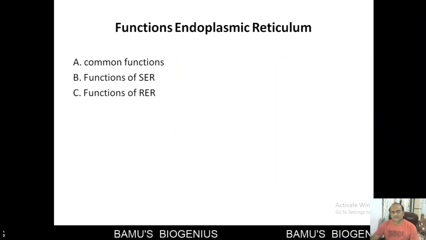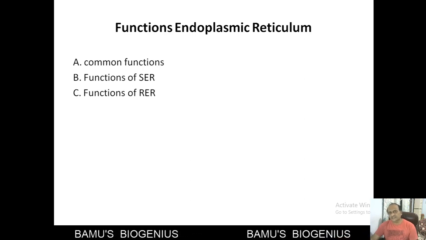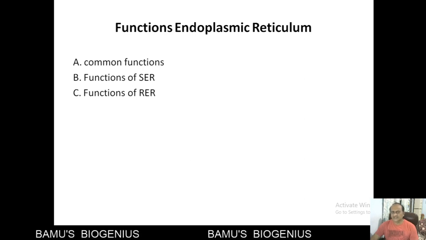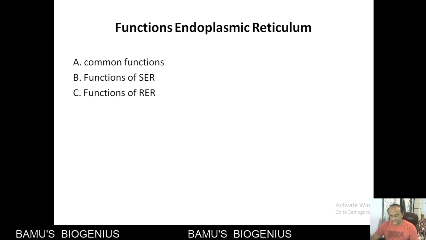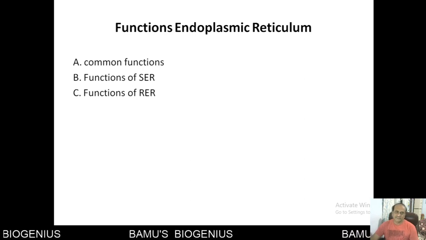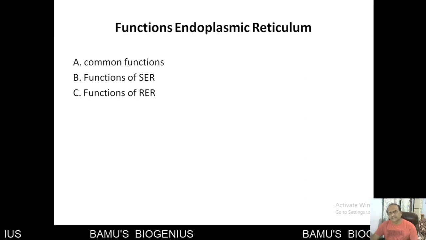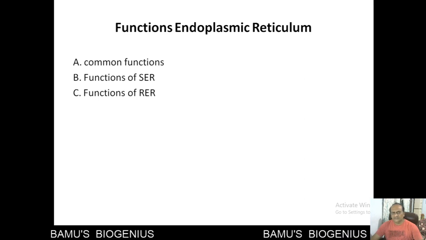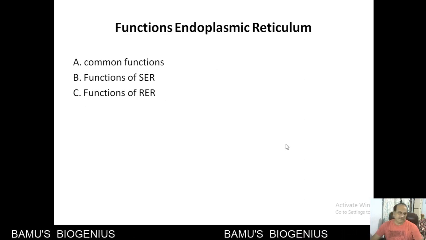Then functions of endoplasmic reticulum, we will see there are three actually. The common functions are there, and functions of a smooth endoplasmic reticulum are different, and functions of a rough endoplasmic reticulum are also different. So that's why we have categorized it for the ease of understanding. We can say the functions can be divided into three types: common functions, functions of SER, and functions of RER.